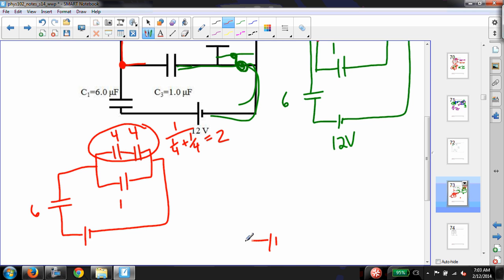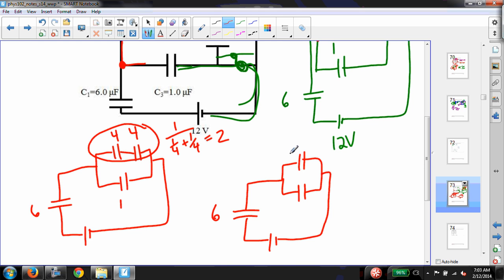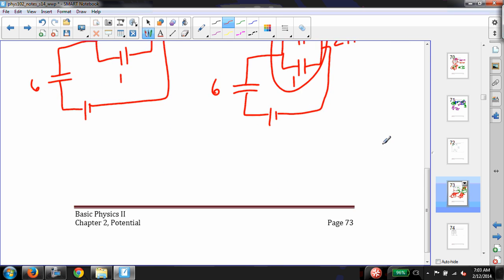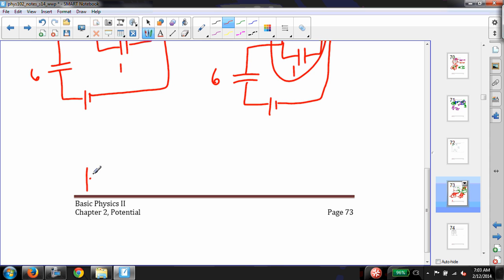Let's redraw this again. Again, you're not really going to be able to redraw it each time on a test because of time, but it's useful when you're just practicing in the homework or whatever. Now I have a 6, a 2, and a 1. I can combine this 2 and a 1. 2 plus 1 equals 3. And then I'm just left with a 6 and a 3 microfarad capacitor.